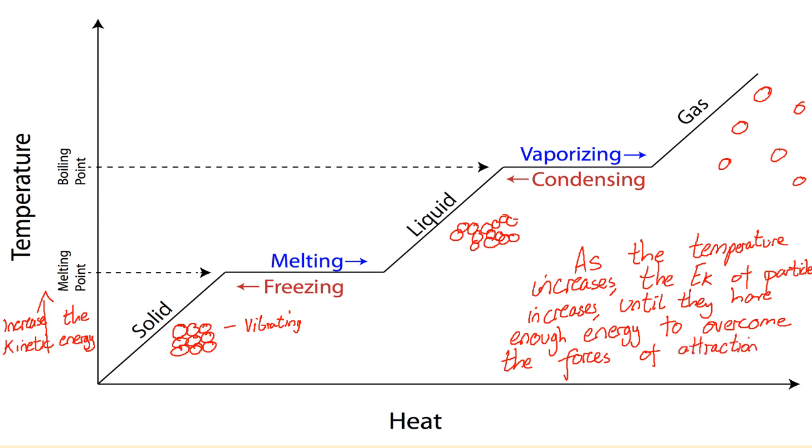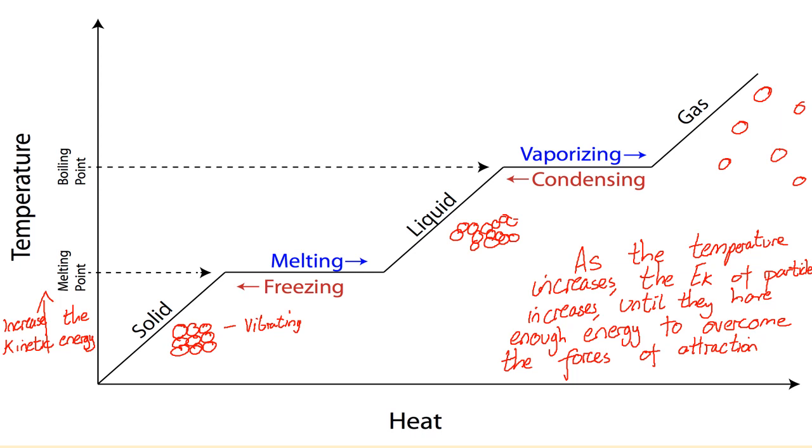So they will overcome those forces of attraction and change state. The reverse obviously is true when we get colder. As the temperature decreases, the kinetic energy of particles decreases until they don't have enough energy to overcome the forces of attraction. And we go back down again.